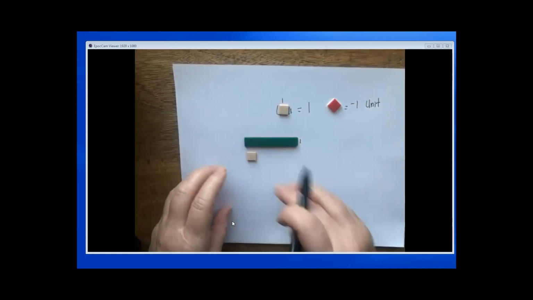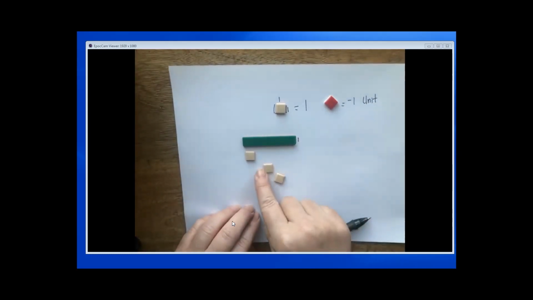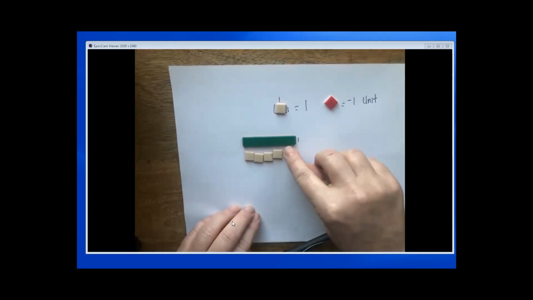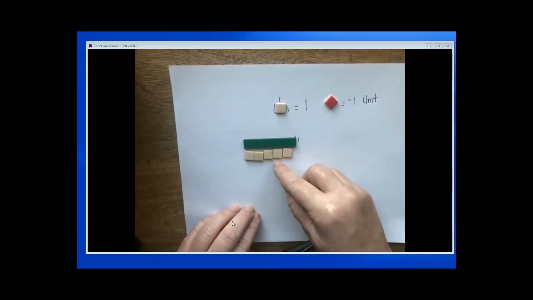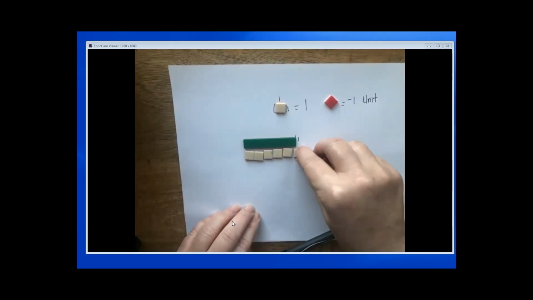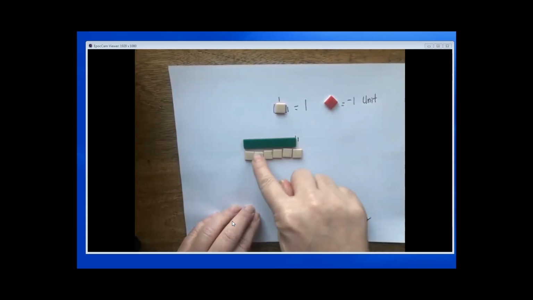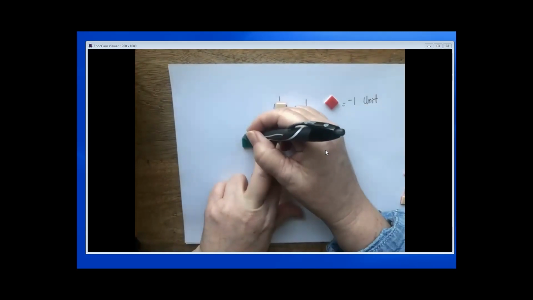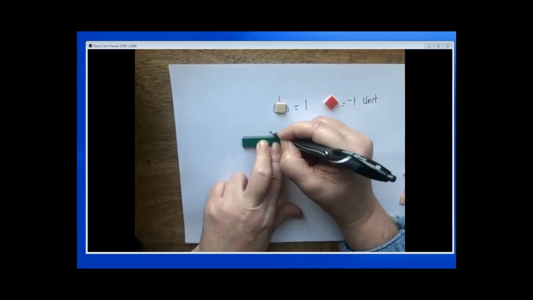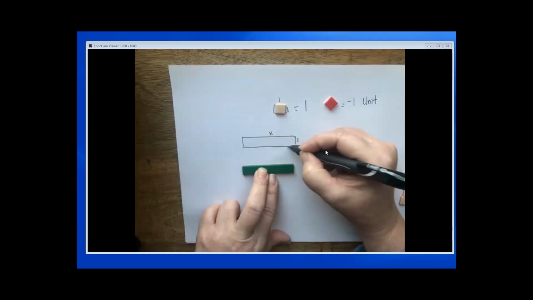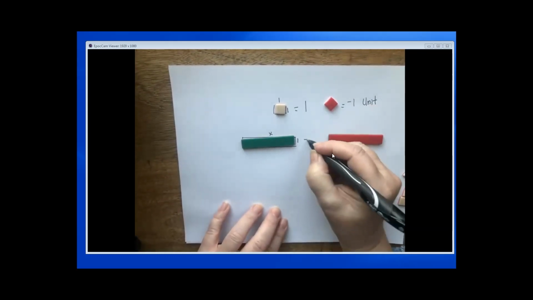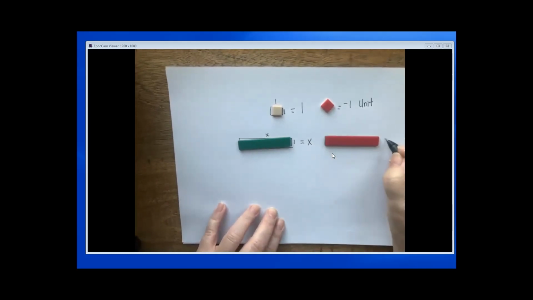And then if I try to line up a few of these against that other edge, I get about 5, but a little more than 5. I'm not exactly sure what that is. So that's going to become our variable. We're going to call that edge x. And this whole piece becomes our x. Okay? Opposite, negative x.